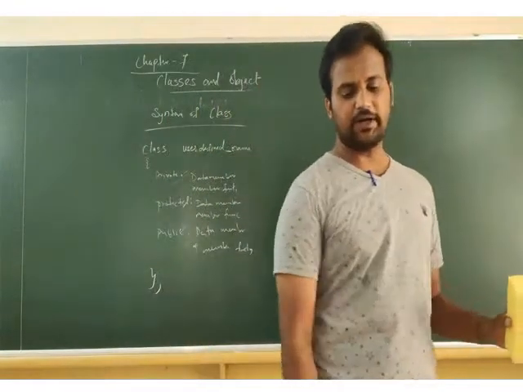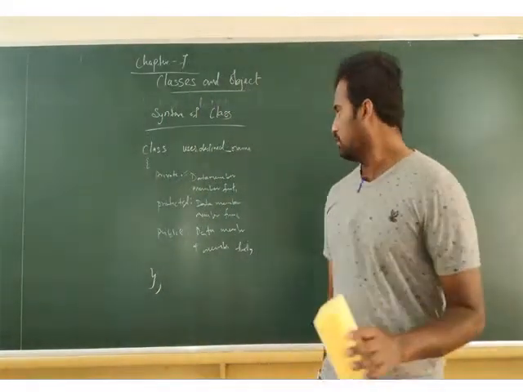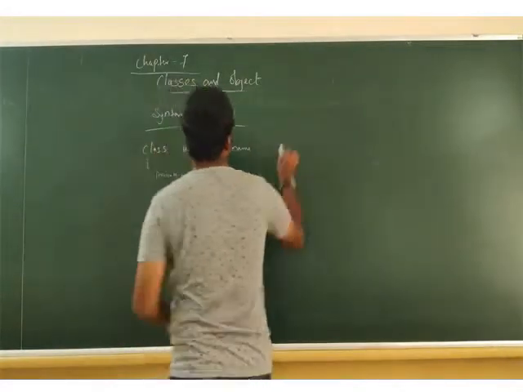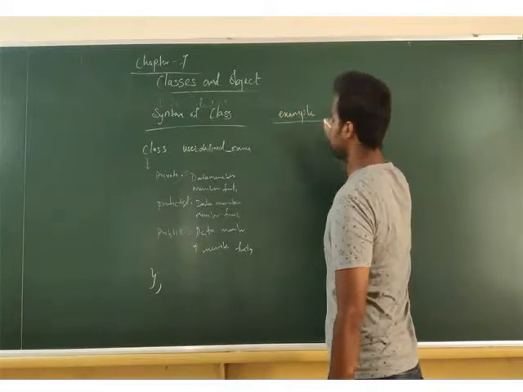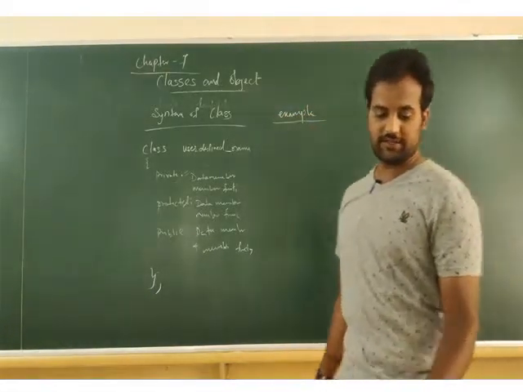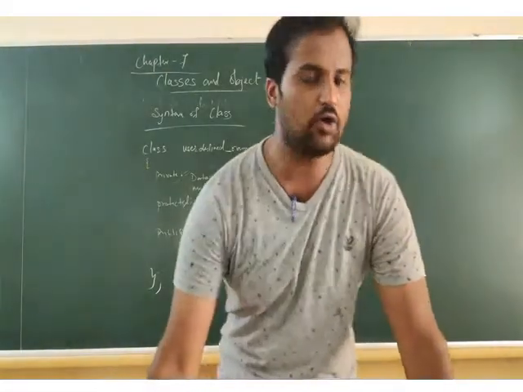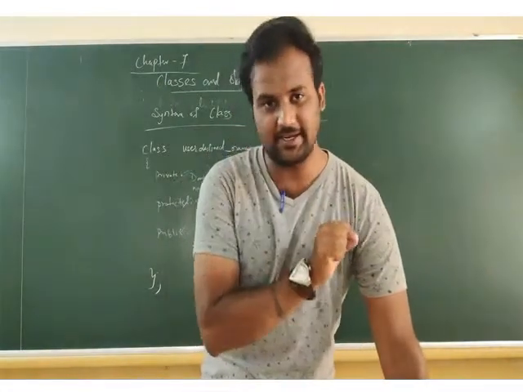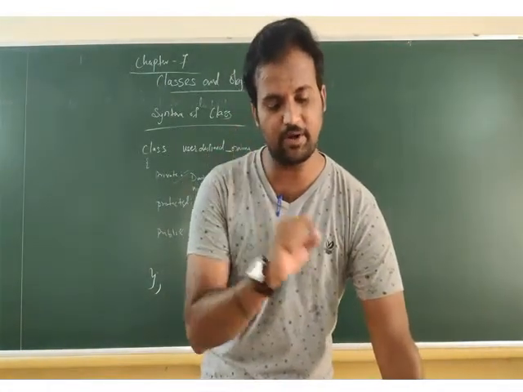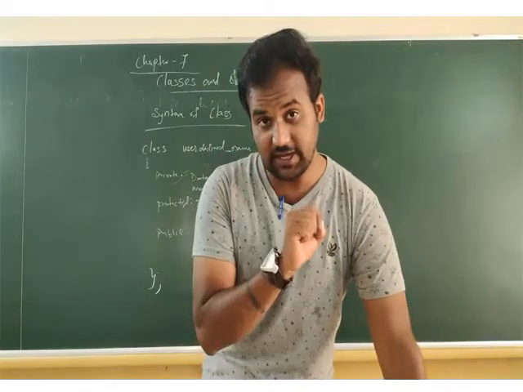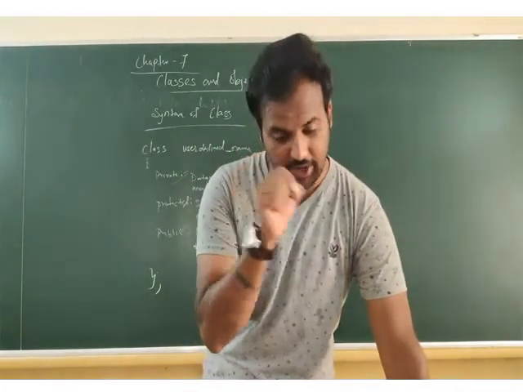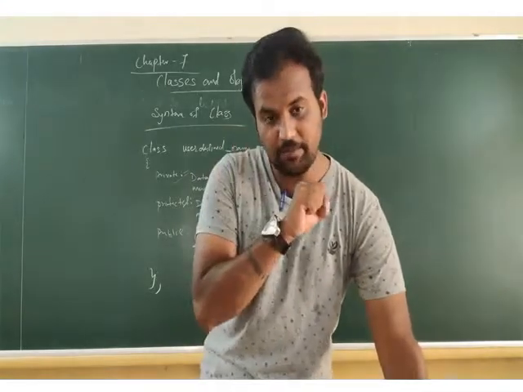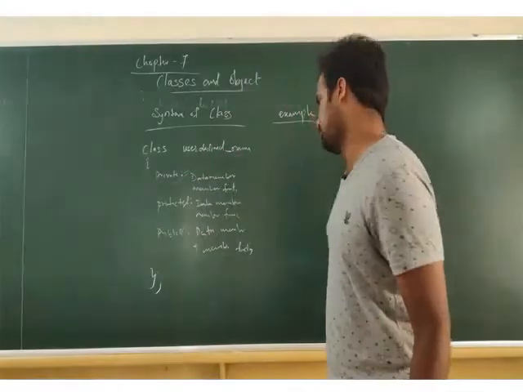This is the syntax. Now this is an example. For example, I want to write a program on a bank. What are the things I have? I have account number, bank account name, account type, and balance amount.